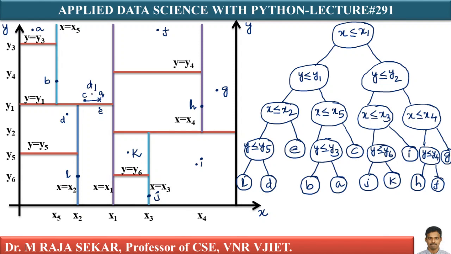Otherwise, let me say D instead of D1, just for simplicity: let the distance between C and Q be D. Now what will I do here? Actually, if you see visually, E is one nearest neighbor.